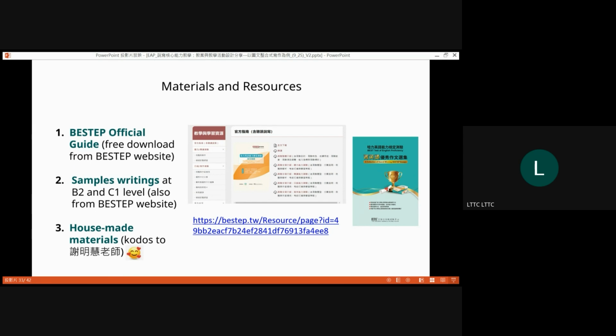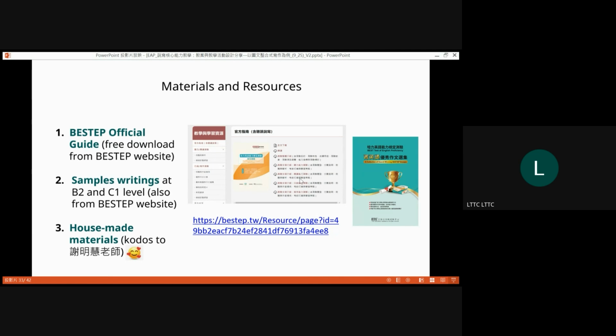So a lot of thanks to LTDC. Again, this is not a sponsored kind of product placement, but this really comes in very helpful. If you haven't checked it out, go to the website of BESTEP, and you can download this for free.